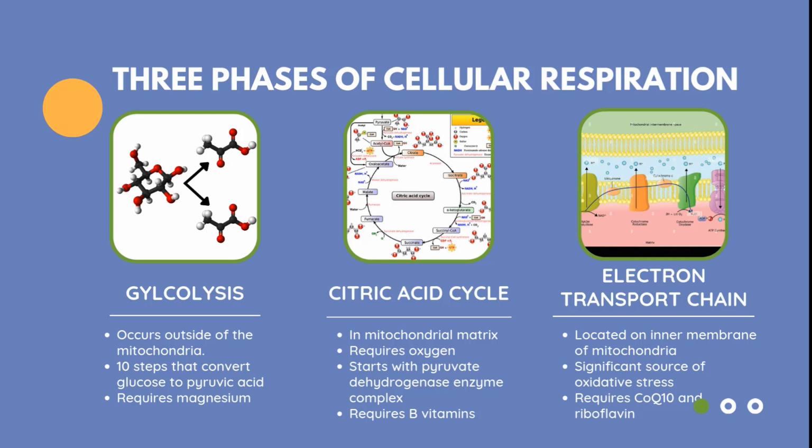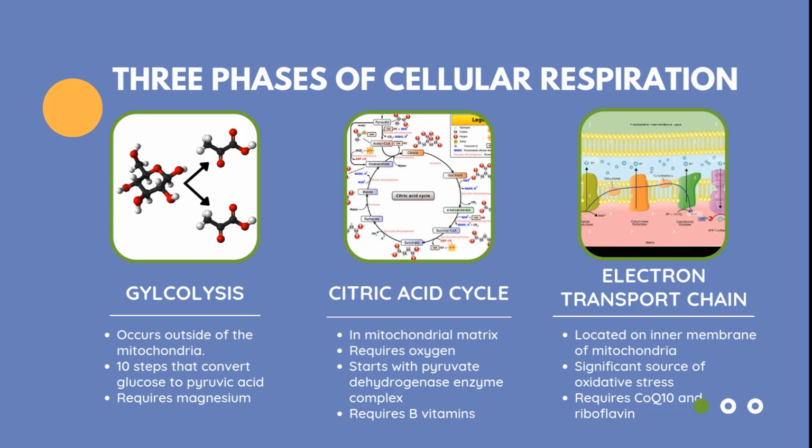The citric acid cycle starts with the pyruvate dehydrogenase enzyme complex, which again I'll get into in a little bit, and it absolutely requires B vitamins. The last step of cellular respiration, of getting this energy, is through the electron transport chain.